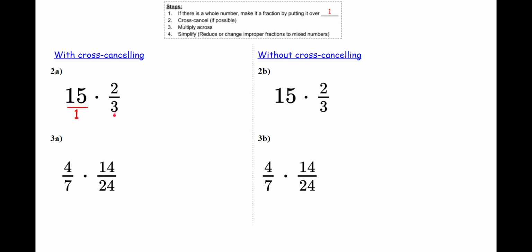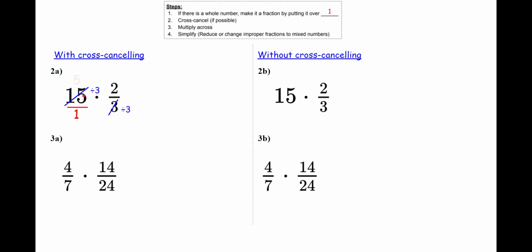Or 1 and 2. Even if they're across the line, you can really cross cancel anything. You can't cross cancel straight across, like 15 and 2, you can't do that, or 1 and 3, that doesn't work. But if you go across that fraction bar diagonally or straight up and down, you can cross cancel. So let's look at 15 and 3. Can you reduce 15 and 3? Well, yes, you can divide them both by 3.